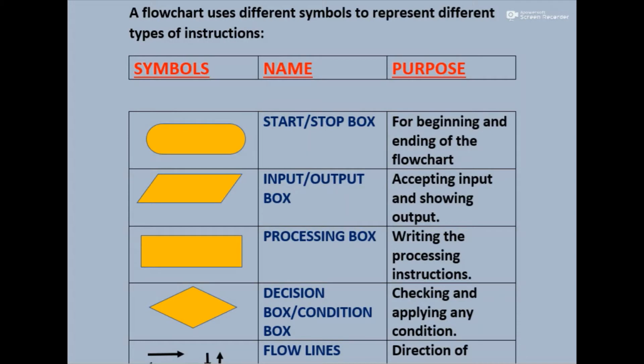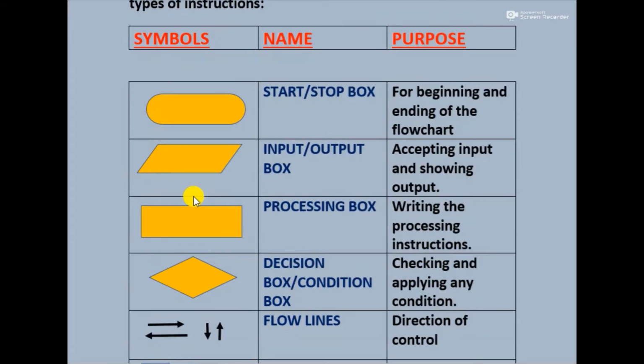The flowchart uses different symbols to represent different types of instructions. Now in this table I will show you which type of symbol is used by the flowchart for which instruction. Here the first column contains the symbols. The name of this first symbol is start or stop box. For starting and stopping the flowchart we use this type of symbol. This symbol is used in the beginning and ending of the flowchart.